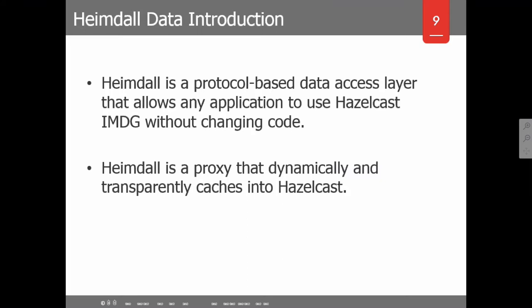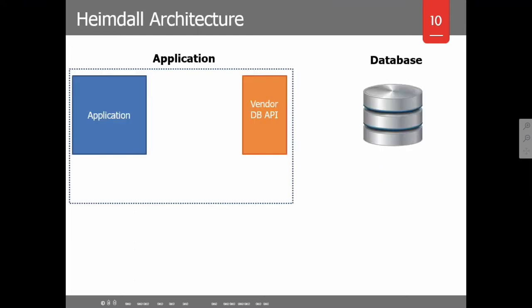So what Heimdall is, is a protocol-based data access layer that allows any application to use Hazelcast without changing code. So it's at the protocol level between how the application talks to the database. It's implemented as a proxy that dynamically and transparently caches into Hazelcast. So let's take a look with a diagram at how introducing Heimdall into the architecture changes things.